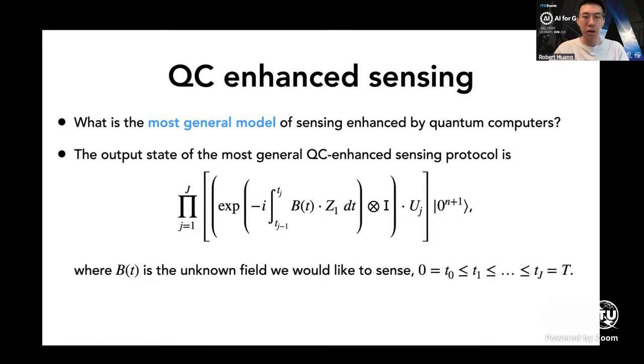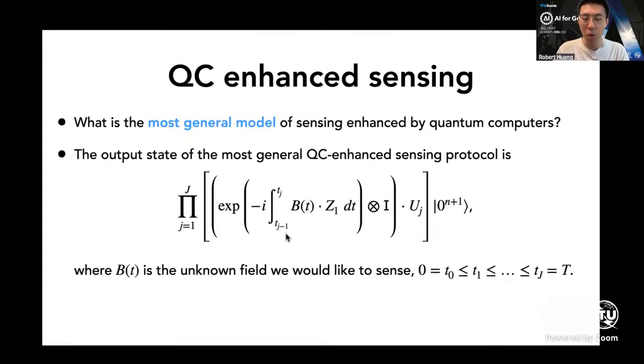And theoretically speaking, one can write out the output state of the most general quantum computer enhanced sensing protocol as the following. So in the initial state, the 1 corresponds to the sensor. This little n corresponds to the qubits in a quantum computer. So there's an n-qubit quantum computer that controls this one single spin sensor. What one could do is first, we start out with an all-zero state, utilize some quantum circuit to entangle the sensor and the quantum computer. And now the sensor will be evolving under the external field. So this identity is acting on the quantum computer, so nothing happens to the quantum computer, hence identity.